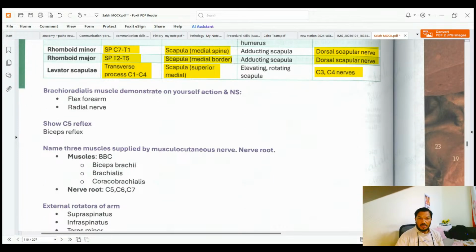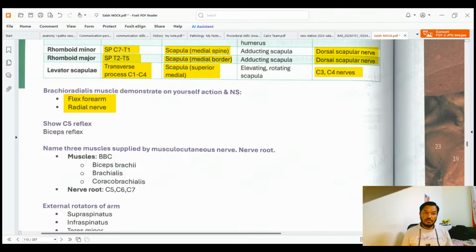Brachioradialis muscle, demonstrate action on yourself. It flexes the forearm, and it is innervated by radial nerve.